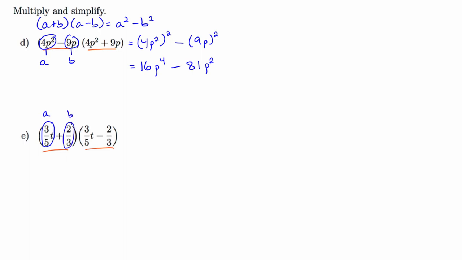So the pattern is usually A plus B times A minus B is A squared minus B squared. That will become, in this situation, 3/5 t squared, that's my A squared, minus 2/3 squared, that's my B squared. Again, I'm going to have to remember to square both the 3/5 and the t, and in the back square both the 2 and the 3. So 3/5 squared is 9 over 25 t squared, minus 2/3 squared is 4/9.